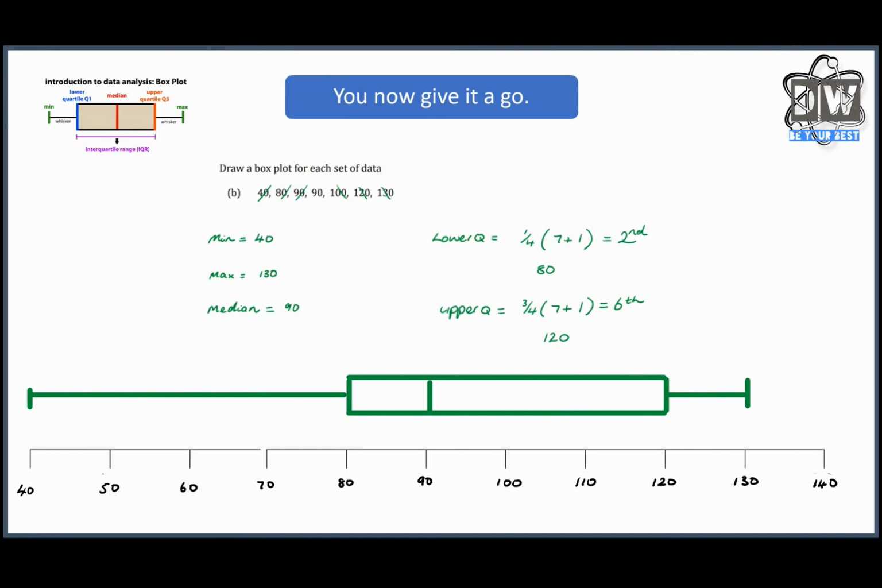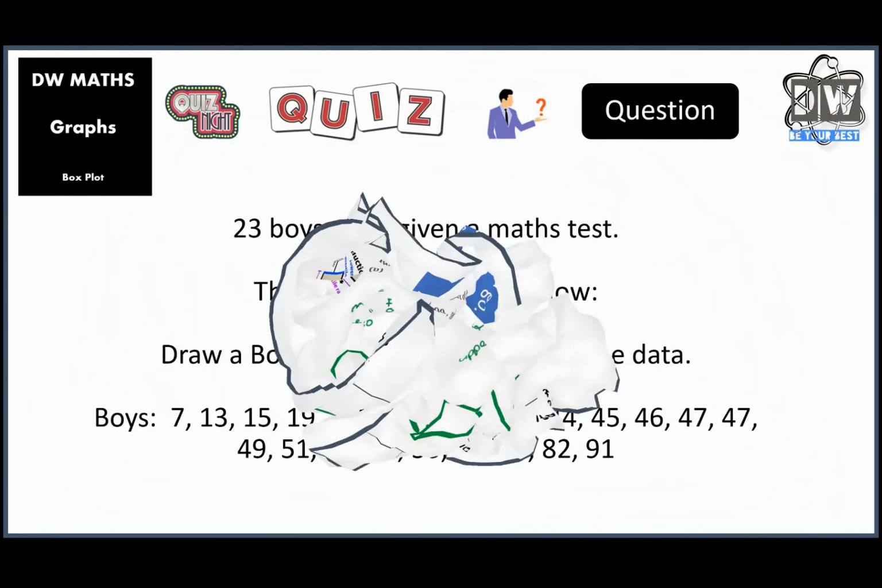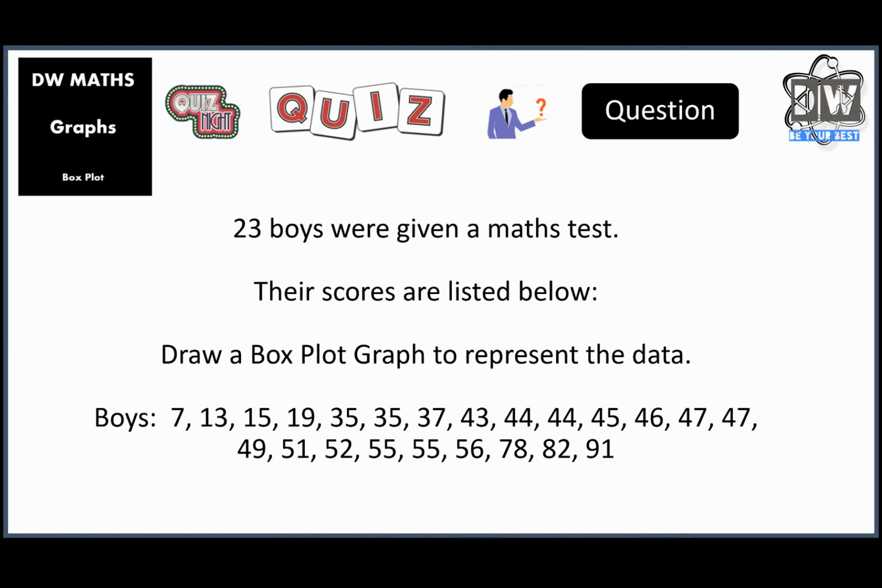All right, so hopefully you've done really well there. It's now time for the quiz. So pause the video, give it a go, come back when you think you've got it right. So again, I've been really kind. I've put them in rank order for me from smallest to largest. I've even given you the number, which is 23 boys. Take a maths test, so we should be able to find all those details.